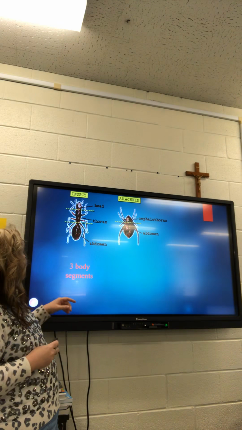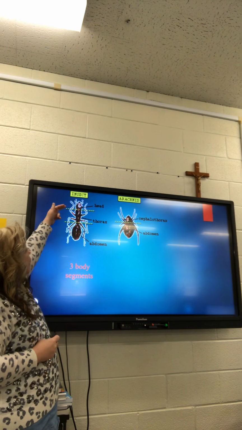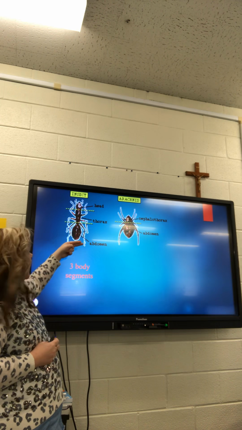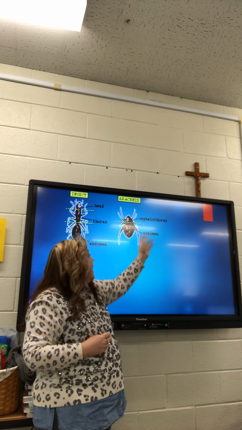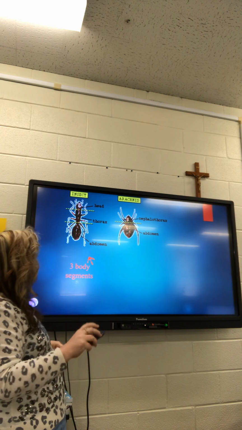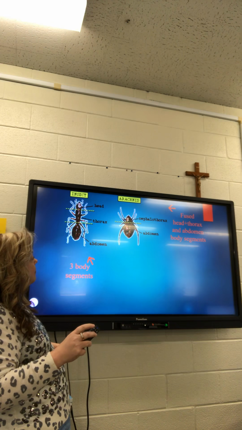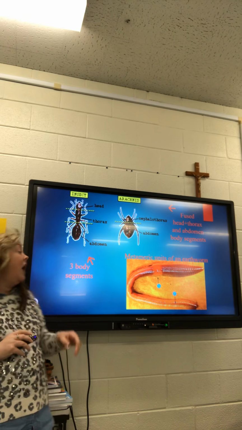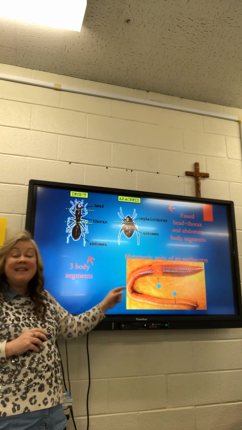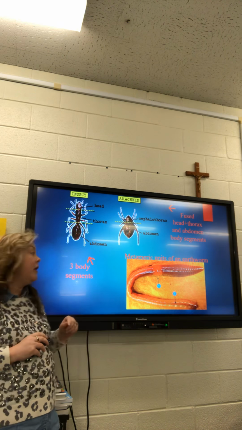Here's a diagram of the body sections of an insect where you have the head, the thorax, and the abdomen. Here's the spider having the fused head and thorax called cephalothorax, cephalo head, thorax, thorax. And then of course the abdomen, 3 body sections here, and the 2 body sections. And here's a picture of the earthworm, and we have hundreds of what's called metameric units.